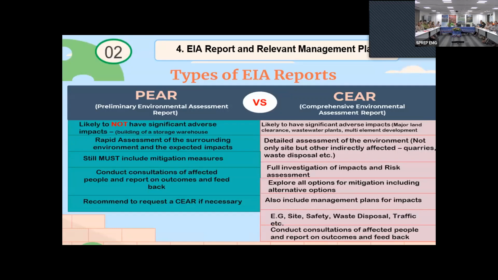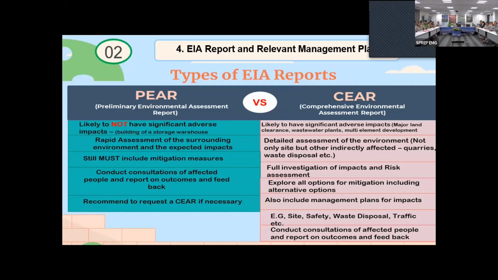And different to the actual assessment report, there are attachments, what we call management plans. Depending on the nature of it, commonly requested management plans are a site management plan, safety management plan, drainage management plan, waste disposal, and traffic, for example. It really all depends on the nature of your development, but a full EIA study must also give their management plans as well. And just like the PEA, consultation really is the underlying pillar that holds all of this.